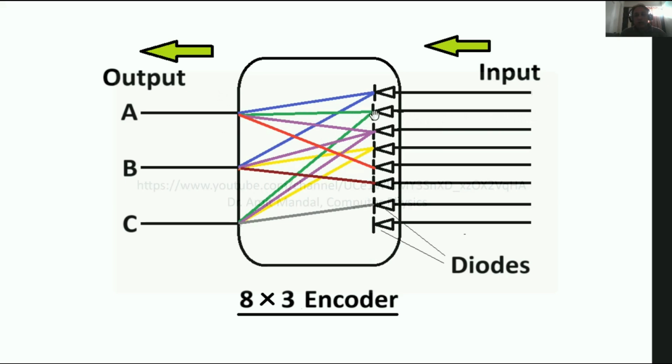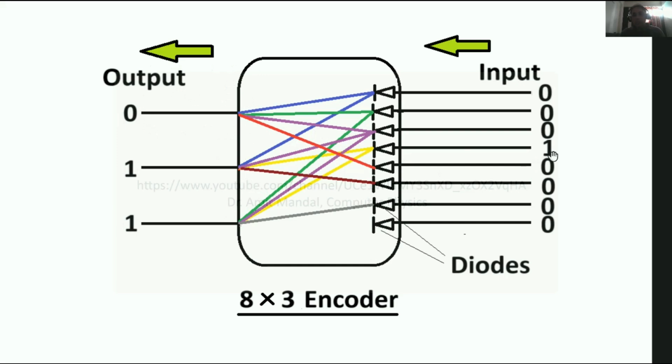Similarly, in case 1 comes to this second diode from the top, then by the green connections you can see that the output of this diode is connected to A as well as C, but the middle B is not connected. So when 1 comes to this second diode, 1 will go to A as well as C, but B will be 0. So 1 0 1 will be the ultimate output.